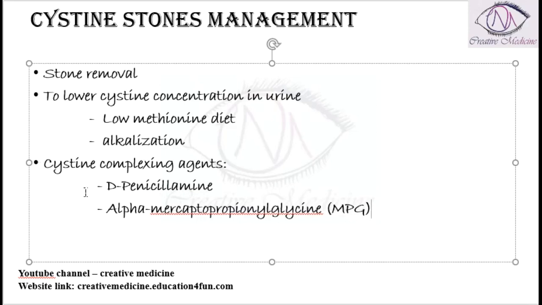So these cystine complexing agents are D-penicillamine, alpha-mercaptopropionyl glycine.